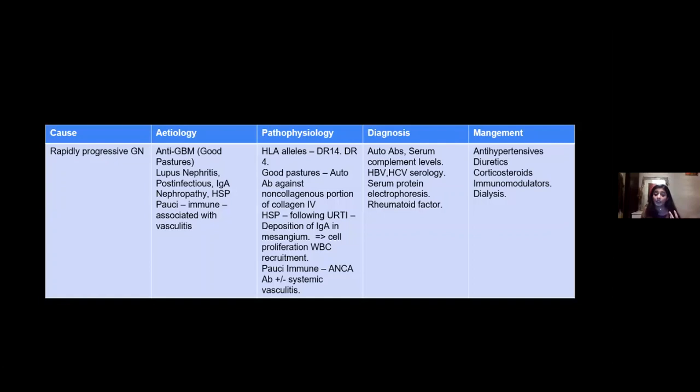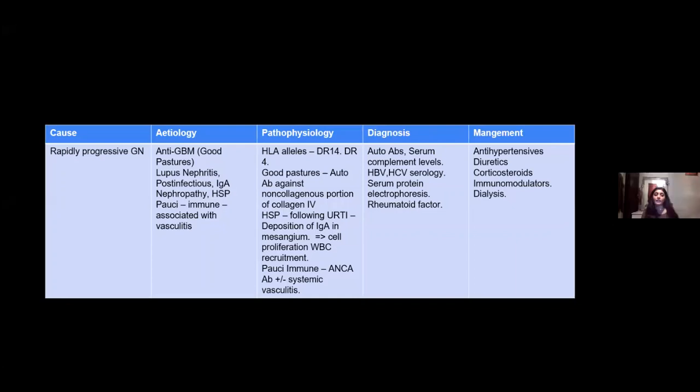We'll look at complement levels as well. We'll look at some history of hepatitis. We can also do serum protein electrophoresis to look out for SLE, and rheumatoid factor also.